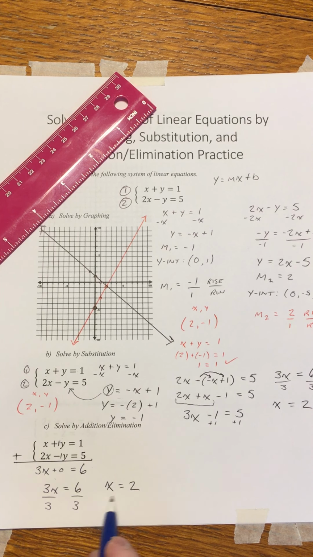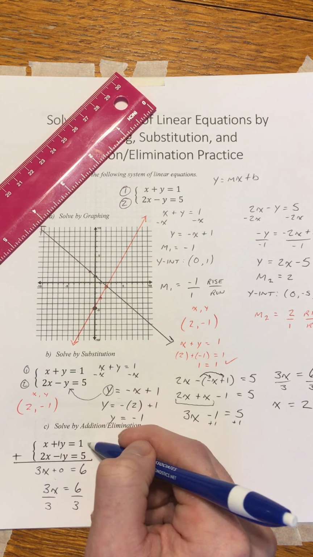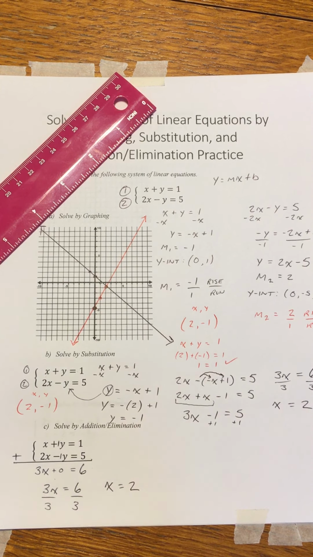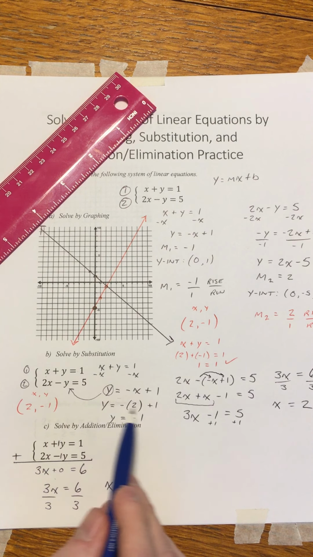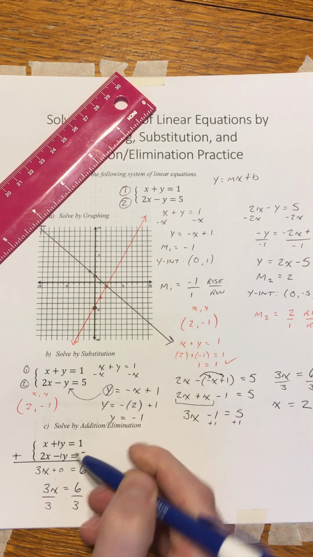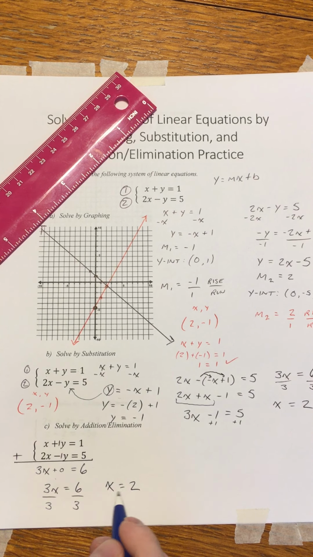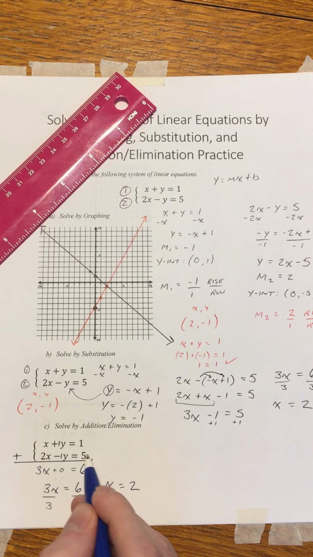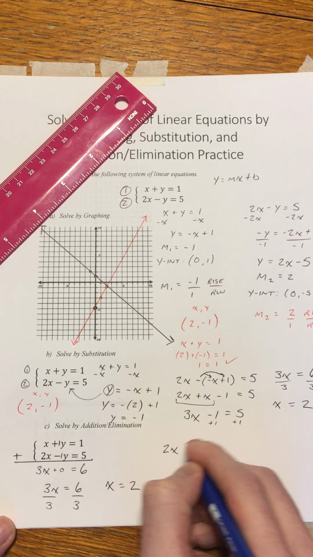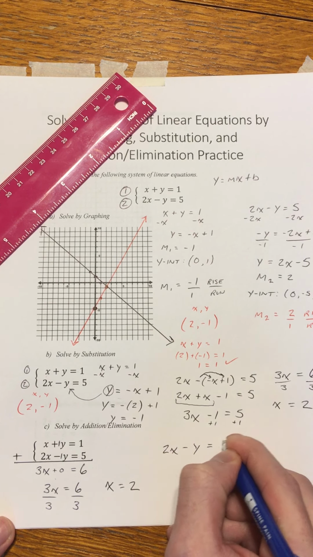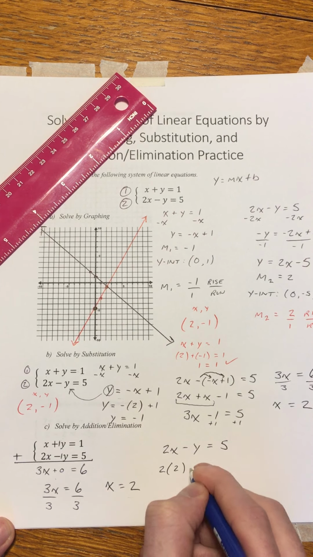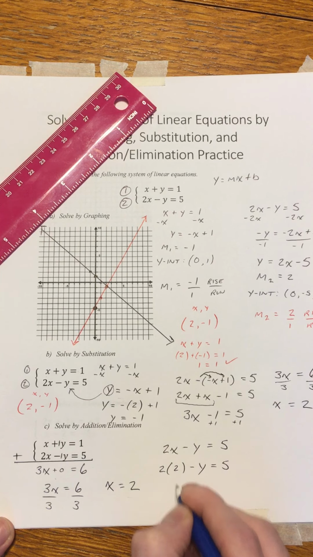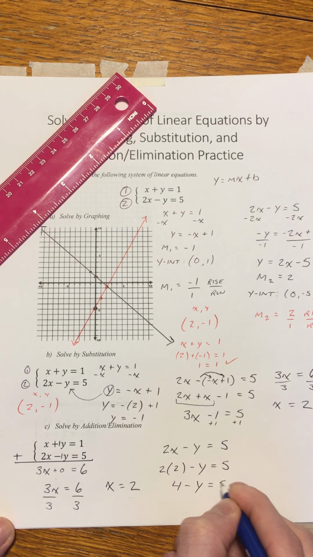Now that we know one value, all we have to do is take x and substitute this back into either one of these equations. It does not matter which we use. So last time we used this equation here to solve. Now I'm going to put it into the second one. Remember, you can put it into either or. I'm going to put x equals 2 into this equation. So we have 2x minus y equals 5. I'm going to take 2 and substitute that in. 2 times 2 minus y equals 5. 4 minus y equals 5.